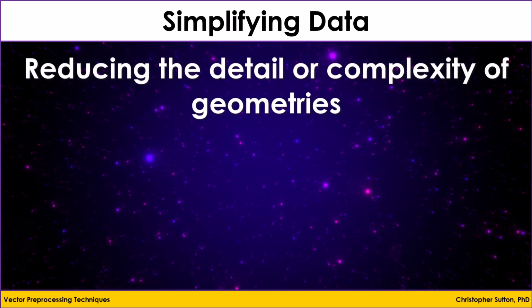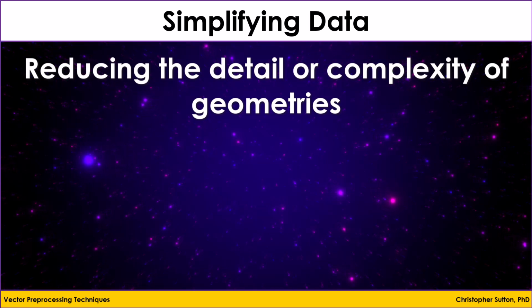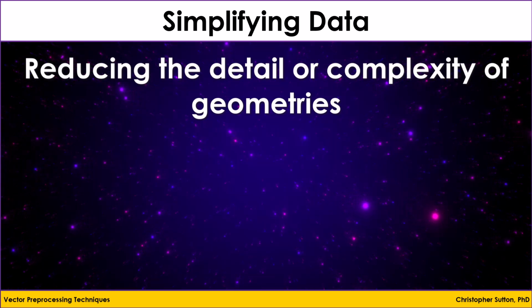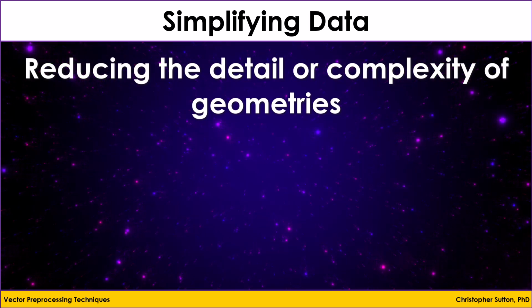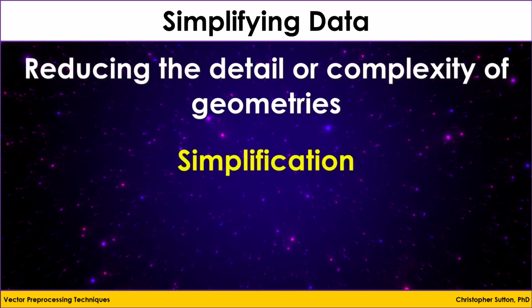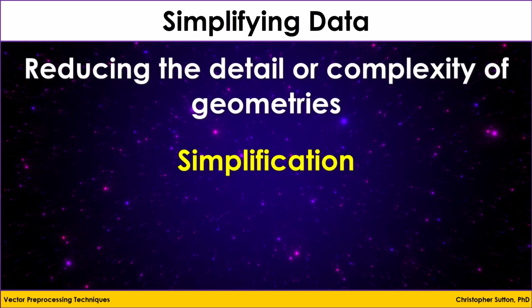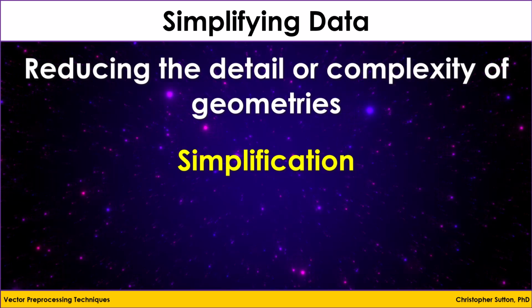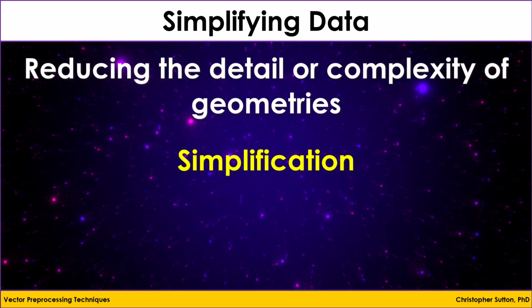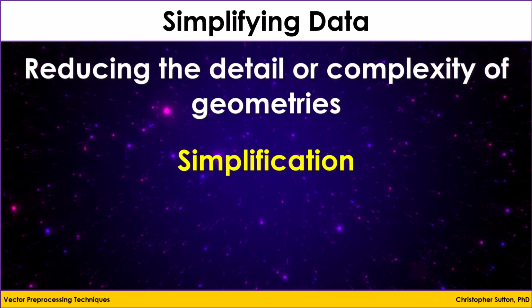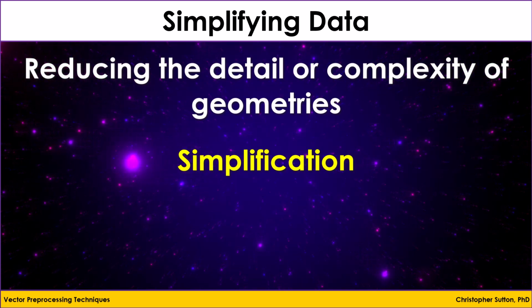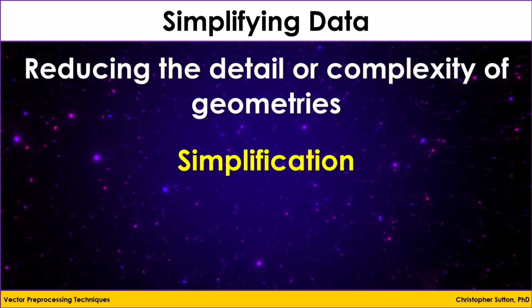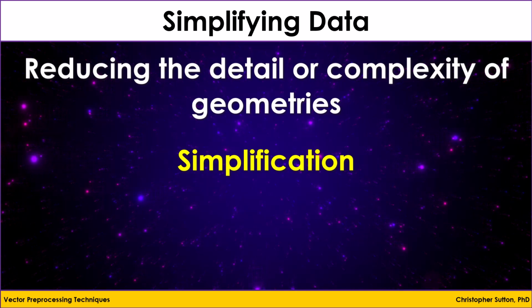We might simplify data. Simplifying data just means reducing the detail or complexity of geometries. Common preprocessing operations include simplification or generalization, depending on which software you're using, where we reduce the number of vertices in a feature while maintaining the general feature shape. This results in a decreased file size, but line and polygon features can become more angular.